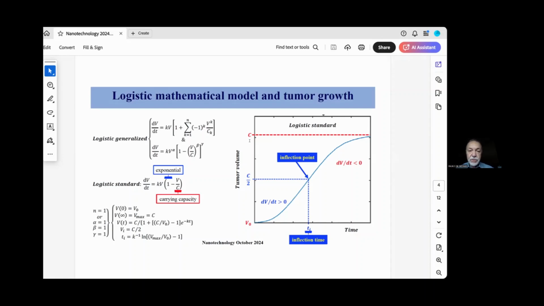At half the maximum tumor volume, you have an inflection of the standard curve. This is the inflection point. The derivative is negative above the inflection time, and below the inflection time the rate of the curve is positive. So it goes with a positive rate and then inverts to a negative rate. The data I'm going to show you today was fitted with this first approximation of the logistic model.